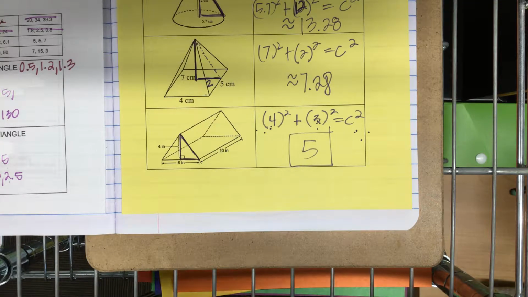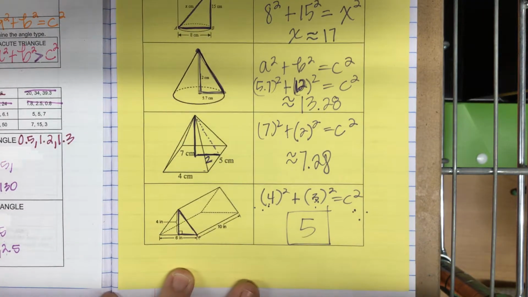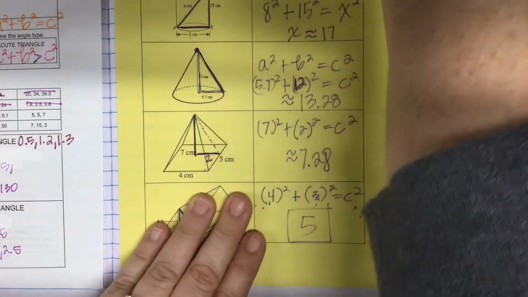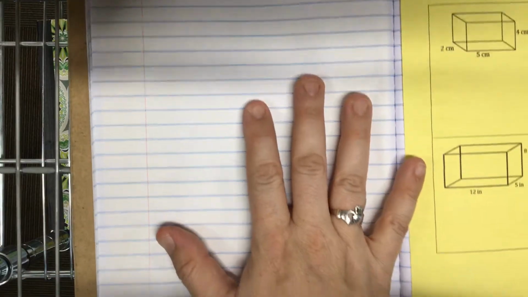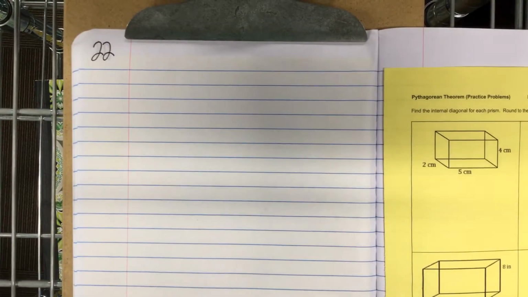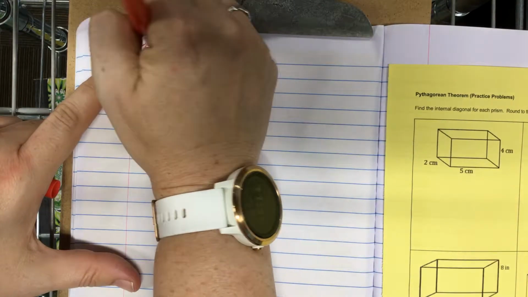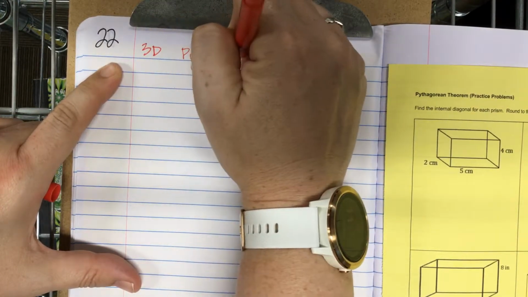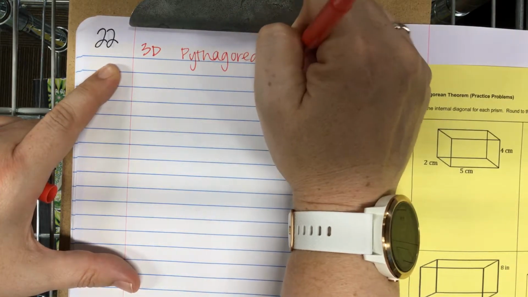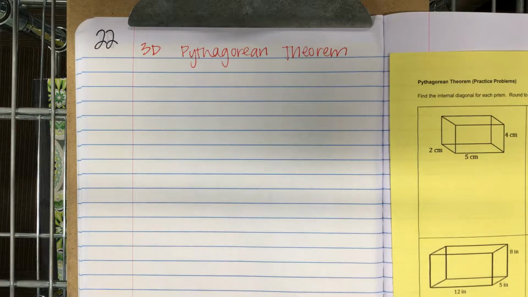All right, so 3D shapes that involve two-dimensional Pythagorean theorem. Let's talk 3D Pythagorean theorem. There are 2 ways to do this problem. 3D Pythagorean theorem.